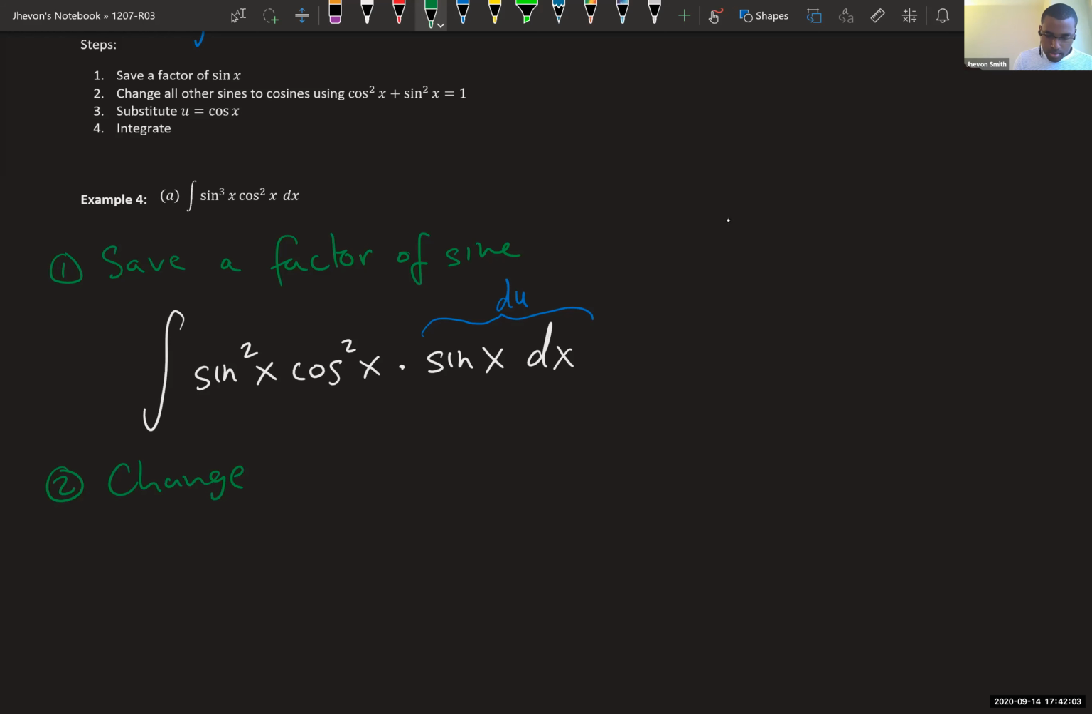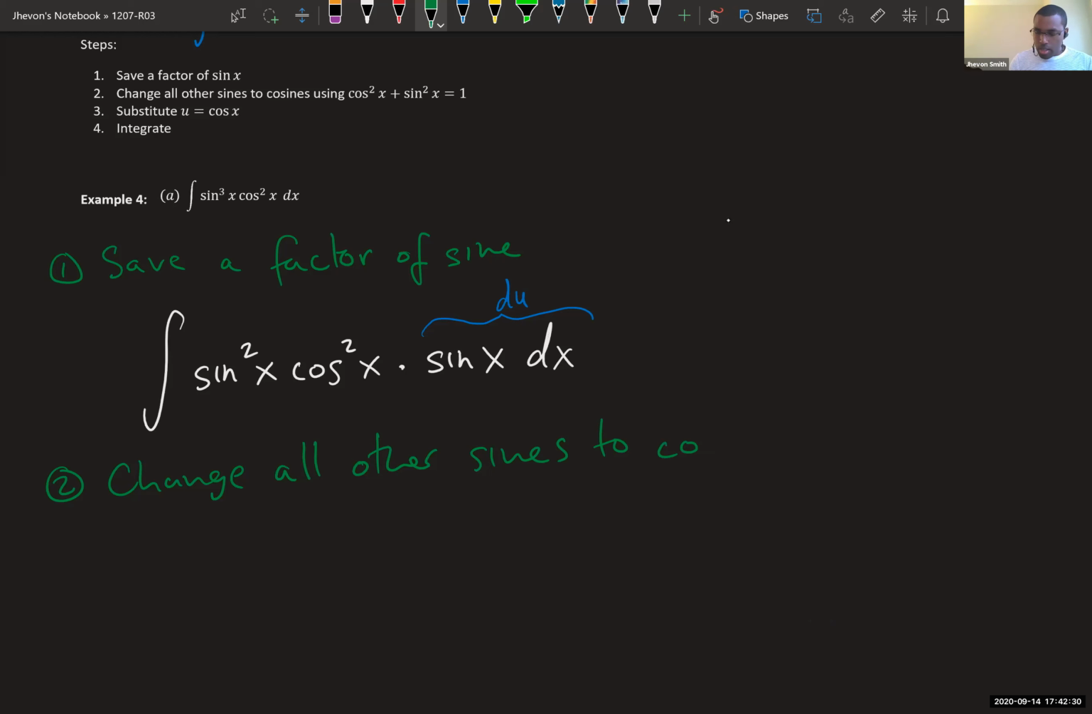Professor? Yes. So if it were the other way, if it were like sine squared cosine cubed, would technically du then be cosine and then you would want u to be sine? Yes. In fact, that's a whole other case. That's actually case 2, quote unquote, that you're mentioning. Thank you. But the idea is if one is odd and one is even, you always want to save a factor of the odd one when it comes to sine and cosine.